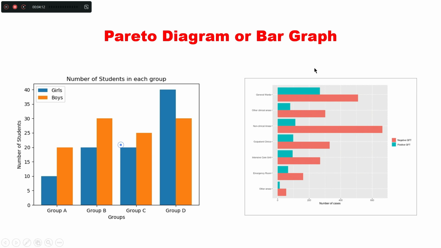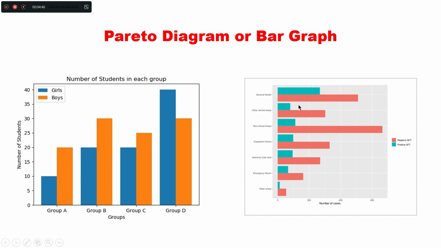The bar graph looks like this. There are two types of bar graph. The first is in the vertical format, and the other is horizontal. So this is a vertical bar diagram. Here we are comparing the different groups' data, and in each group the boys' and girls' data are presented in different colors. Similarly, we have a horizontal bar diagram.